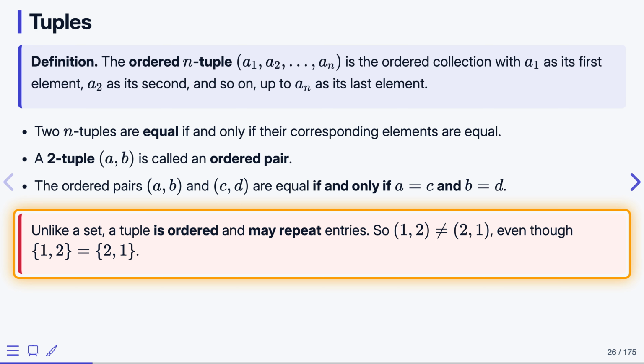Now the key difference from sets. A tuple is ordered and it may repeat entries. The pair 1, 2 is not the same as the pair 2, 1 even though the set 1, 2 is the same as the set 2, 1.